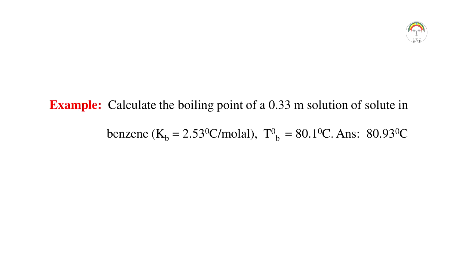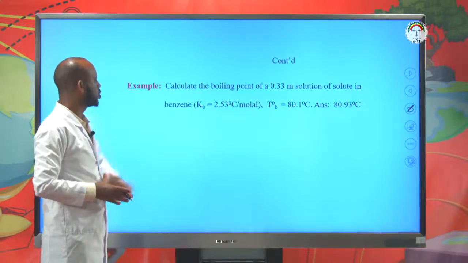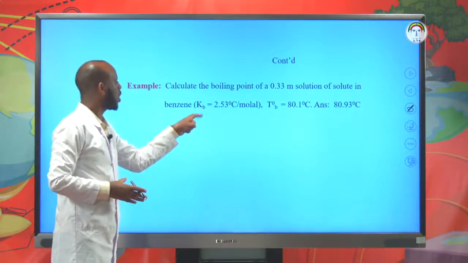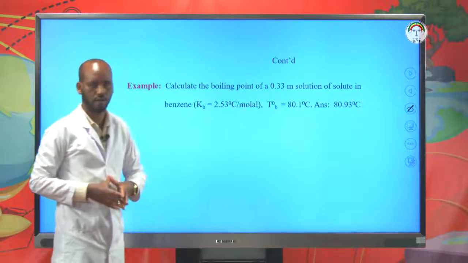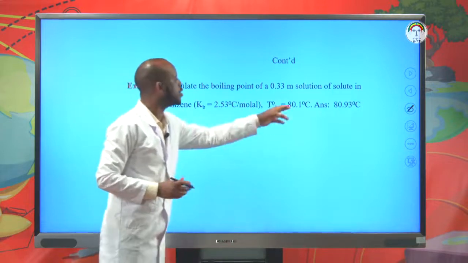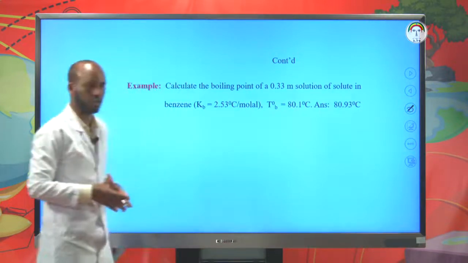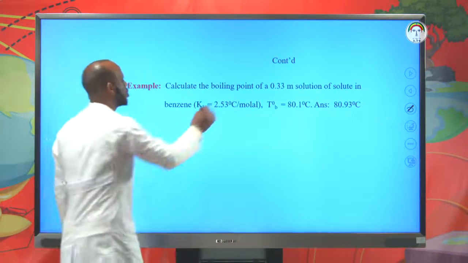Example. Calculate the boiling point of a 0.33 molar solution of solute in benzene. Boiling point elevation constant of benzene is 2.53 degrees centigrade per molar. Boiling point of pure benzene is 18.1 degrees centigrade. You are asked to calculate boiling point of the solution.